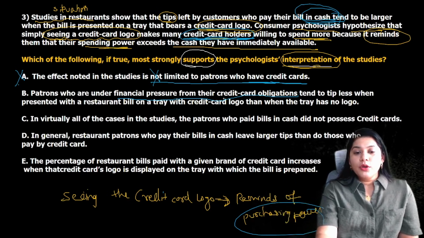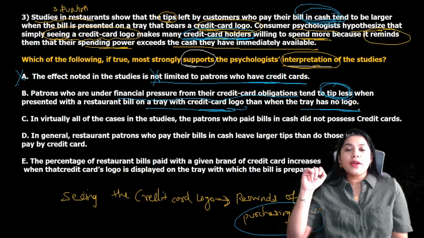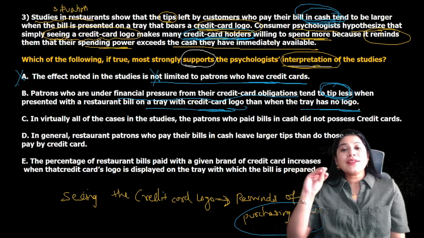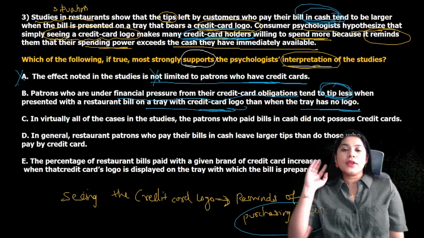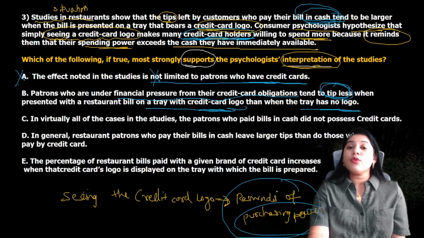So people who are going through financial pressure because of credit card obligations tip less when they see a credit card logo compared to when the tray has no logo. That means after maxing out my credit card, if I go to a restaurant and pay the bill, I can still pay a good tip because I have the habit. But as soon as I see the logo, it will remind me of my purchasing power. Then I'll not pay the good tip, right? I'll pay a minimal tip. So that means the credit card logo definitely reminds people of their purchasing power, whatever it is.